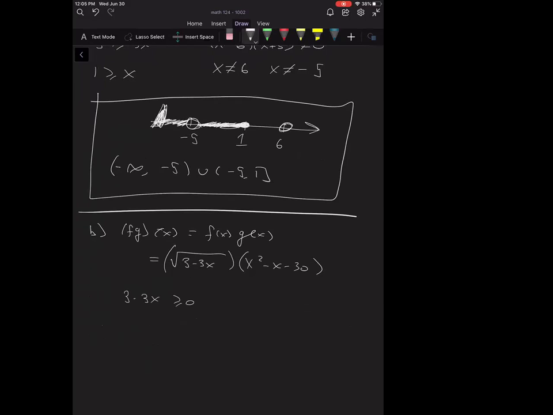So if we add 3x over, we have to have 3 is bigger than or equal to 3x. Divide by the 3, we get 1 has to be bigger than or equal to x. So the only thing we need here, here's 1, put a closed circle on it because it's bigger than or equal to, and another way of saying that is x has to be less than or equal to 1. So over to the left. So our domain for this one is -∞ all the way up to 1.